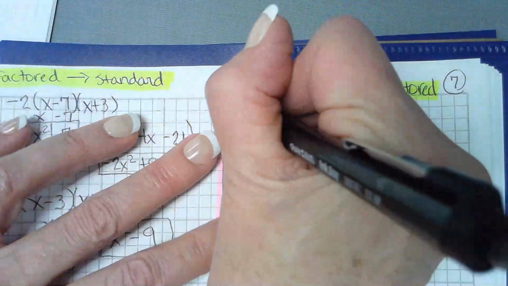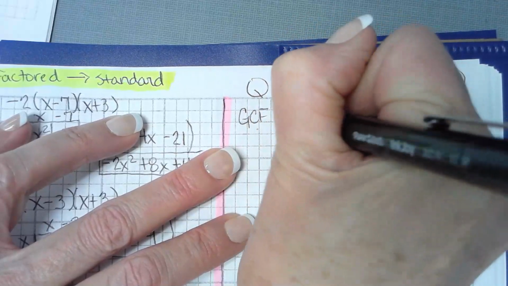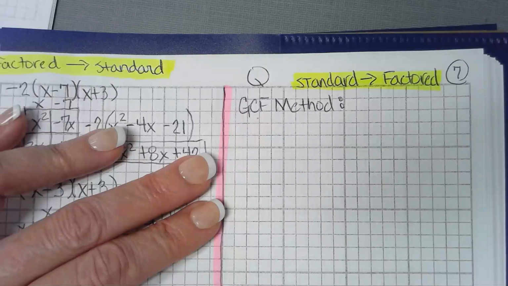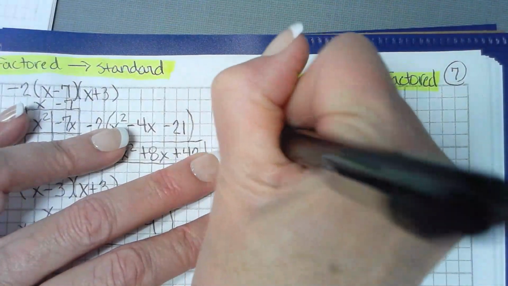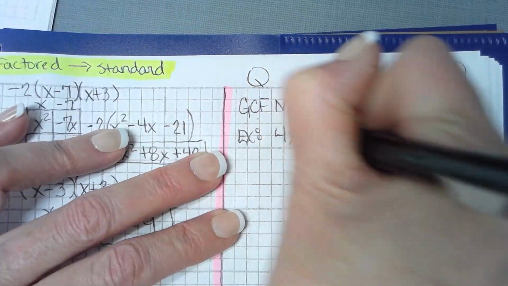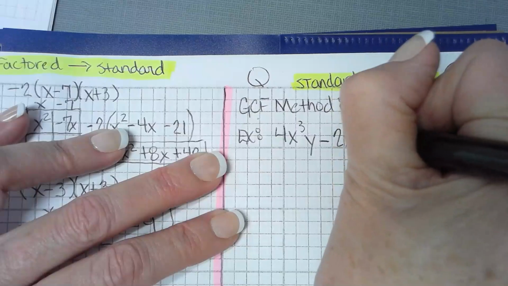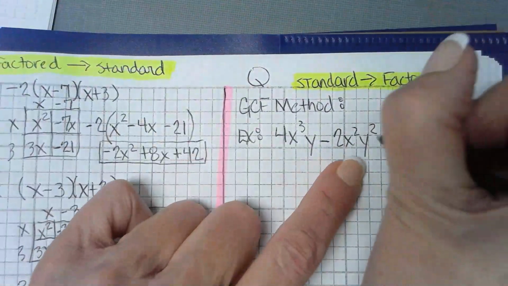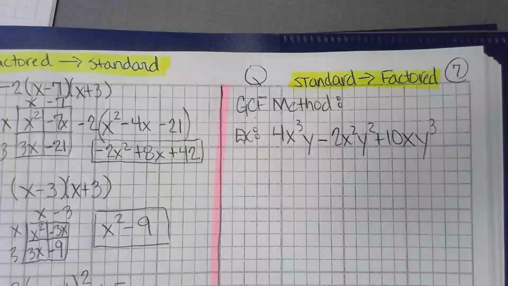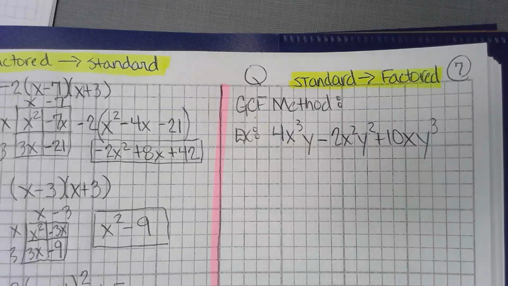The first method we did last week is the greatest common factor method. So we're going to put one in your notebook to have. It's the greatest common factor method. Okay, so here's an example. 4x cubed y minus 2x squared y squared plus 10xy cubed. We're going to factor that.